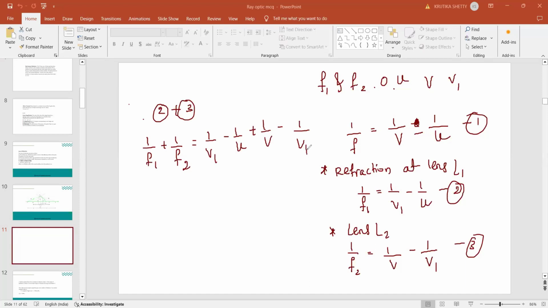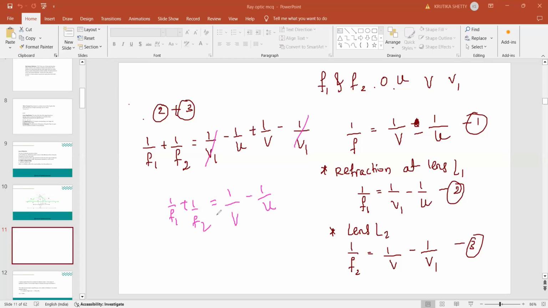Yes. So now if you see the equation here, the common terms will get cancelled. So what are the common terms here? 1 by V1 and 1 by V1 will get cancelled. So what is remaining here, students? The remaining is 1 by V minus 1 upon U. This is 1 upon F1 plus 1 upon F2.